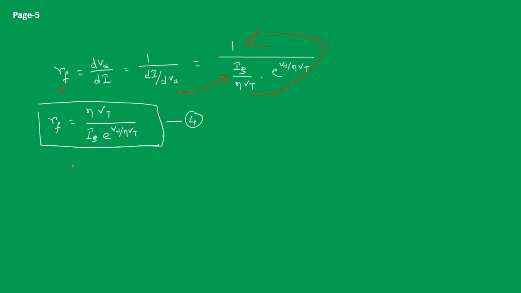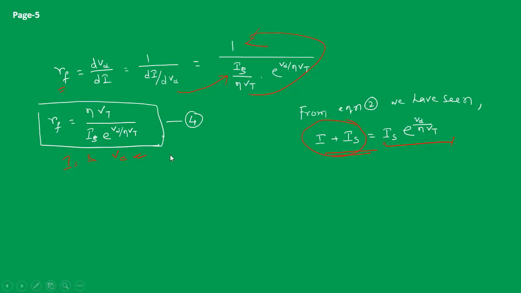Now if we have the knowledge of Is and Vd, that means the voltage across the diode and the reverse saturation current, then we can find the dynamic resistance with the help of equation 4. However, if Vd is unknown and the current across the diode is known, then by utilizing the relation we found in equation 2, we can replace this Is e to the power Vd by eta Vt.